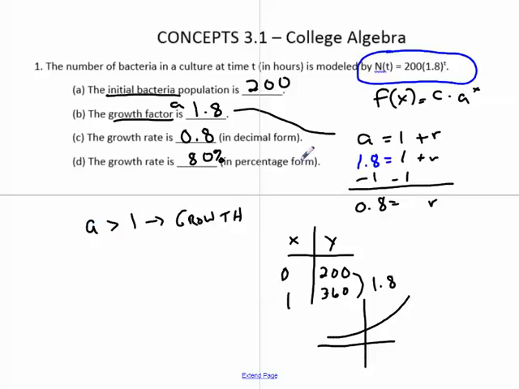Because a is greater than 1, our r is also greater than 0, so that means that r is greater than 0, and therefore we also have growth. From either one of these situations, a is greater than 1, or r is greater than 0, then we have growth. And that's kind of a summary of what our concept is for basic exponential functions.